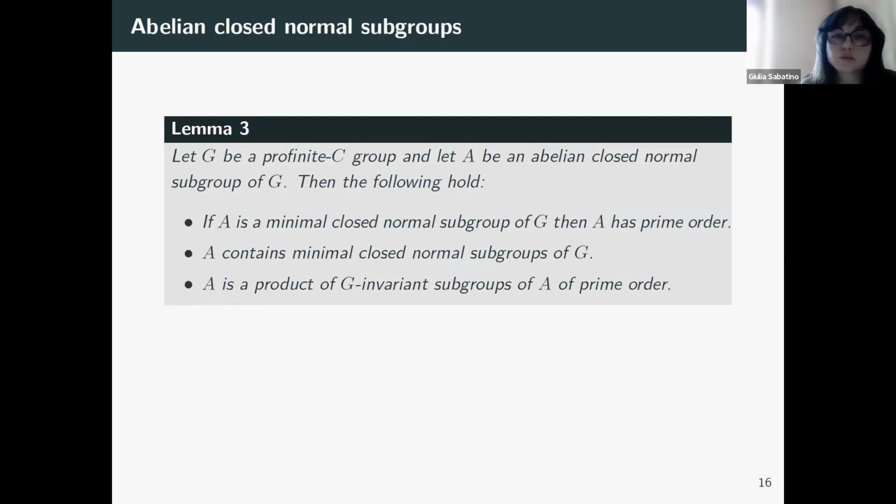Because, as I said before, profinite C groups are metabelian, and the topological closure of the commutator subgroup is abelian. So, the first step is to understand how this topological closure of the commutator subgroup behaves. If G is a profinite C group and A is an abelian closed normal subgroup of G, then A contains minimal closed normal subgroups of G, which are of prime order. Moreover, A can be seen as a product of G-invariant subgroups of A of prime order, where G-invariant means normal in G.